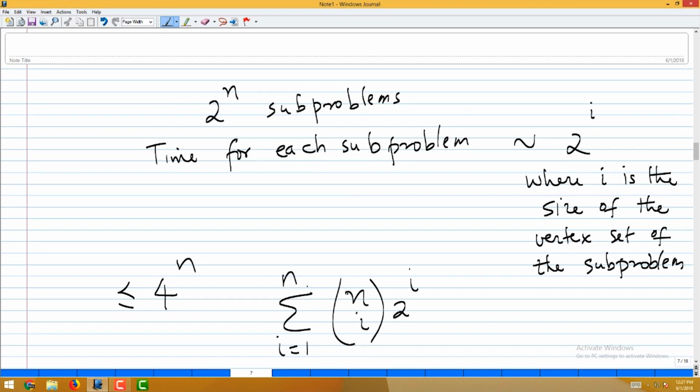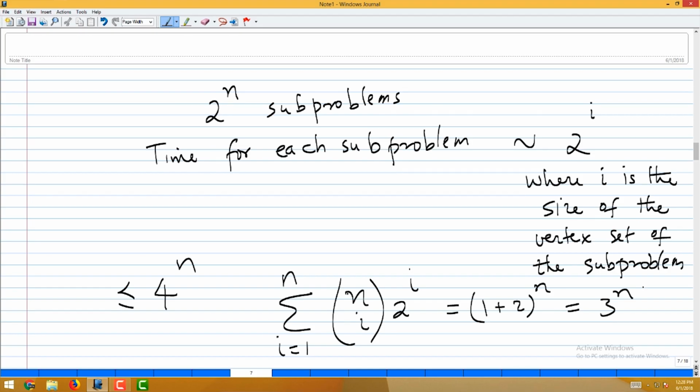What is this number? This is exactly (1+2) power n, because instead of 2, if you had x, this is the binomial expansion, n choose i times x power i, actually x power n minus i, but that is okay, n choose i or n choose n minus i does not matter. So, this is 3 power n regardless of k.